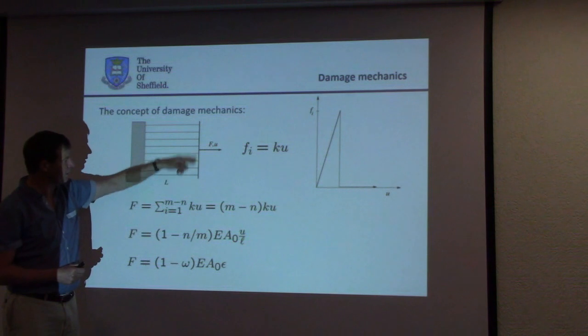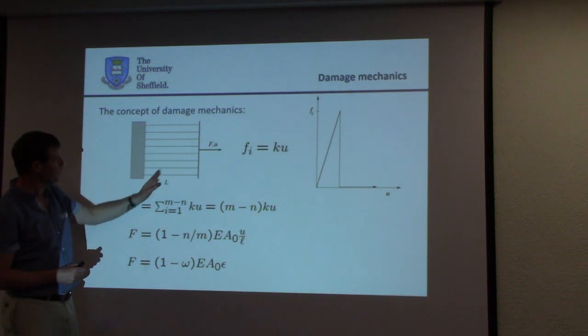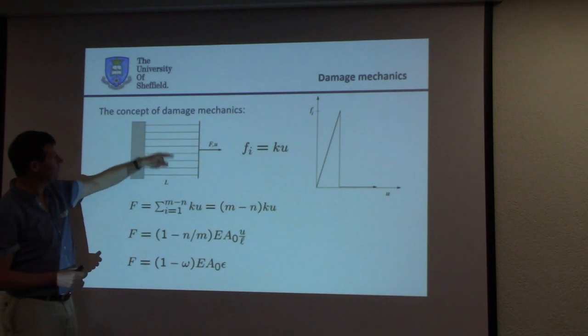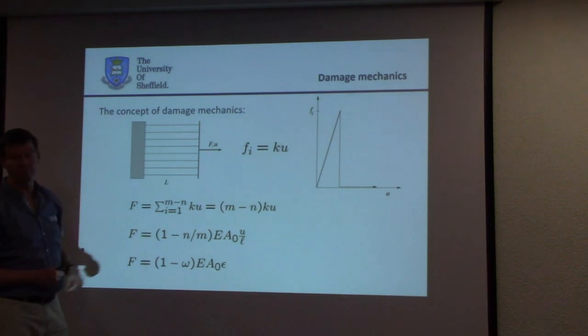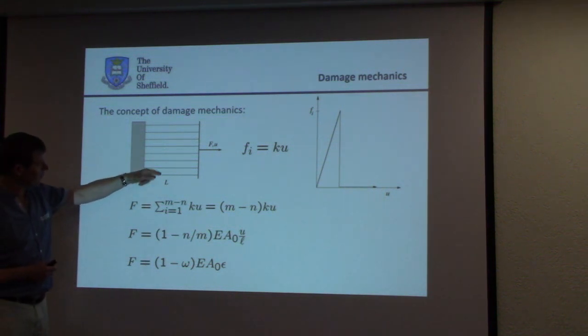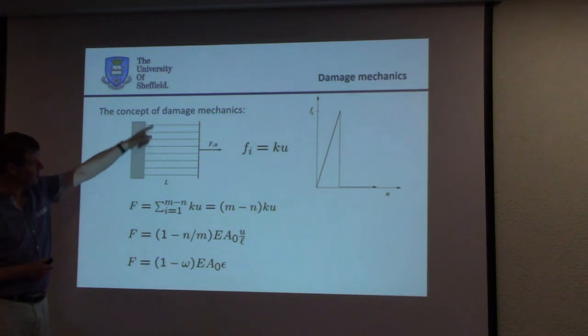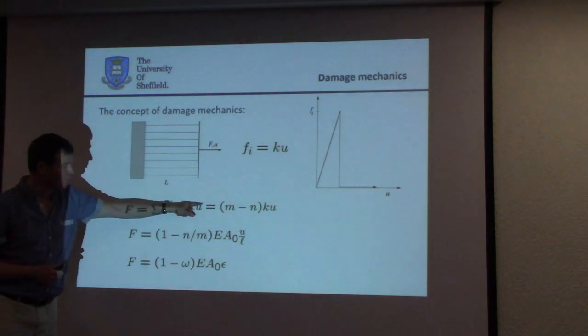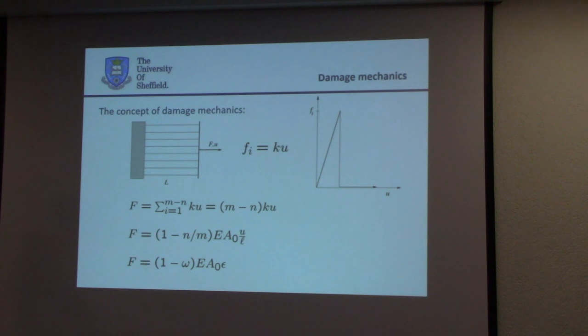We force them all to be deformed the same. They have a length L, and we have M bars. So the force is the sum of the stiffness of each bar times the displacement of each bar.